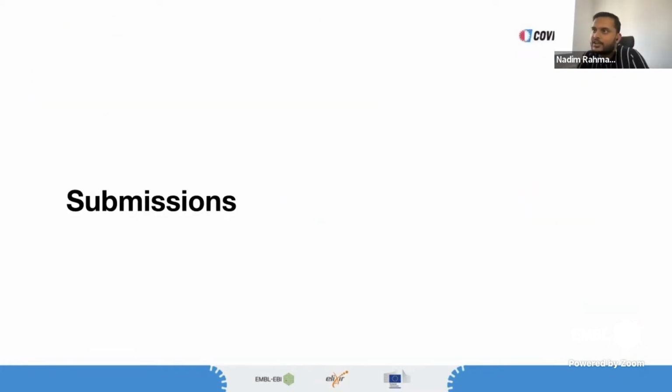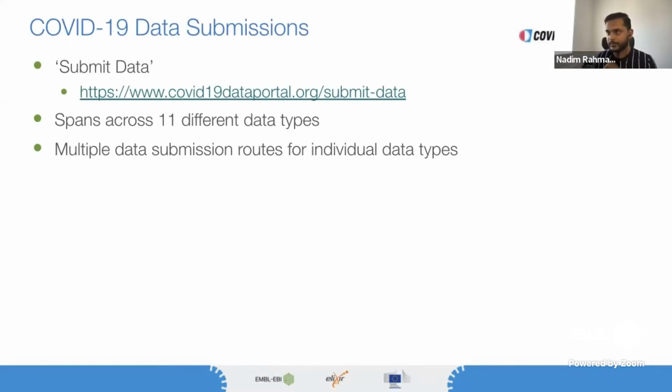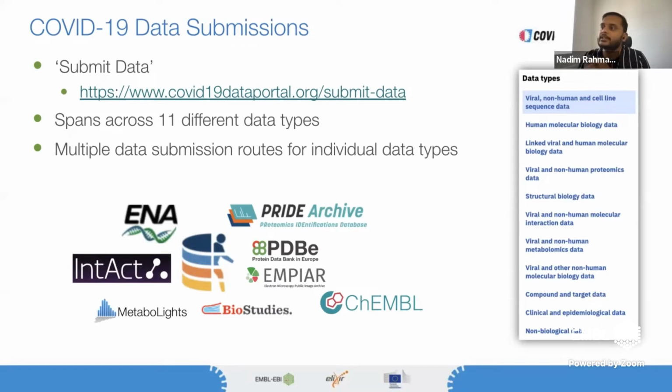So that covers a really quick background on the data platform. And now I'm going to zoom in and focus on the data portal itself. And I'll start off by talking about submissions to the data portal. So to submit data to the data portal, there is a dedicated submit data page that you can view at the URL that you'll see there. And there you'll find documentation regarding how to actually submit the type of data that you wish to submit.